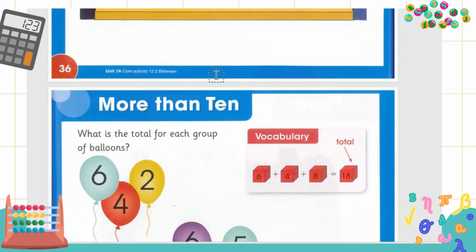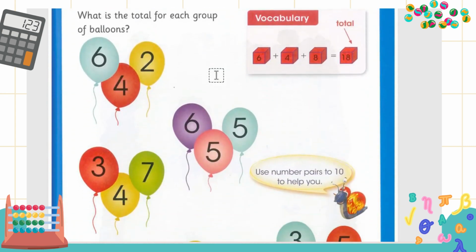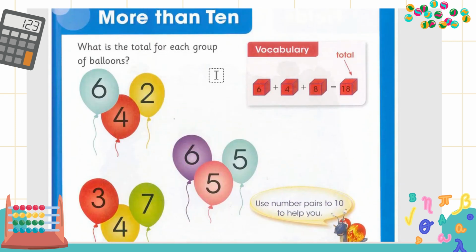Correct. Okay. Wow, this is my very favorite and this is very easy. So over here what we are going to do is addition. Addition is collectively counting all the numbers. You have to add on all the numbers.